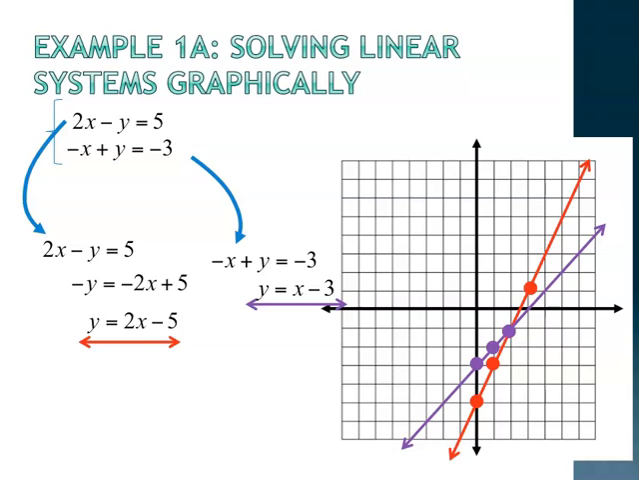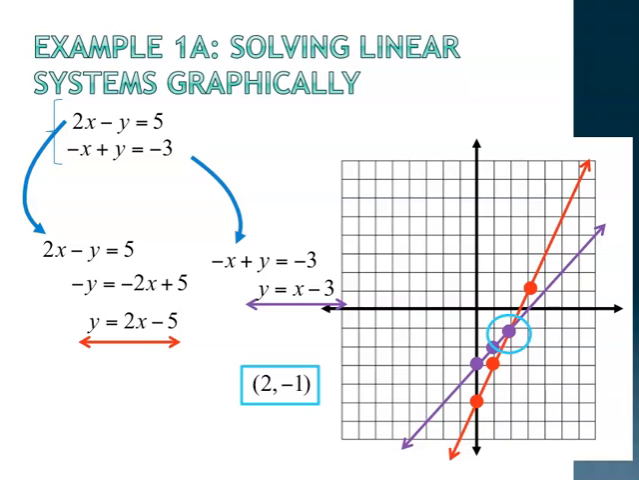Now, in order to actually solve this, we don't just want to graph the two lines, we want to find their intersection point. In this case, it looks like the two lines intersect at this point here at 2, negative 1. So that is my answer. X equals 2 and y equals negative 1.